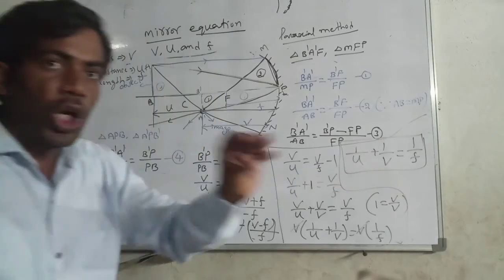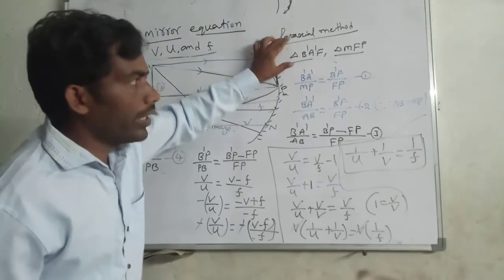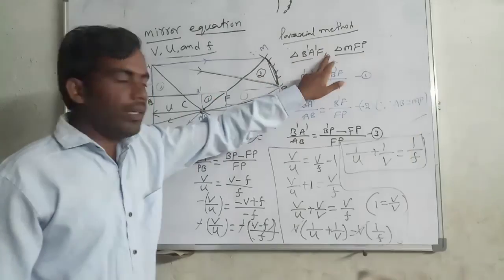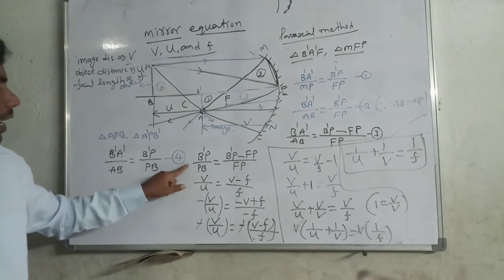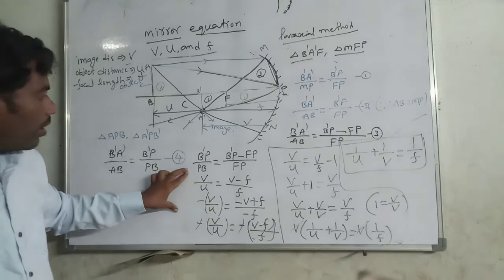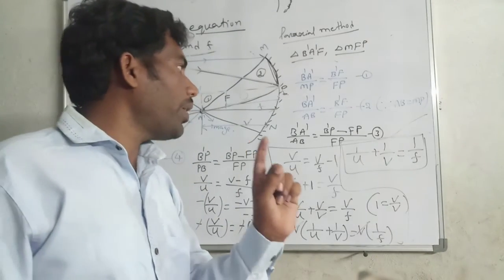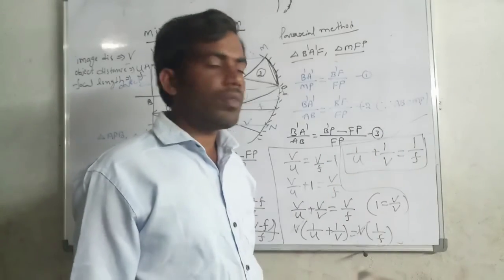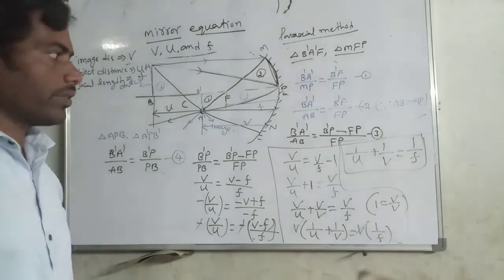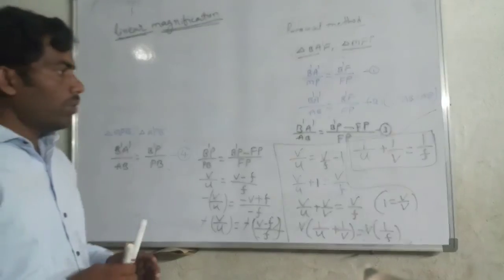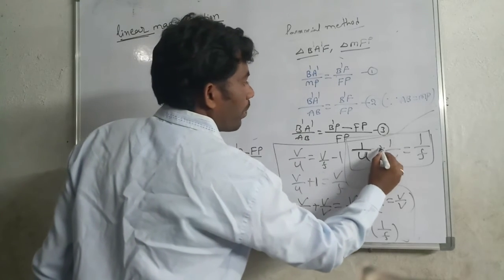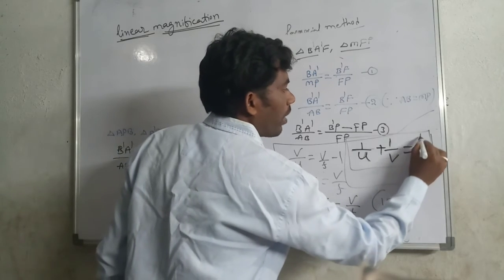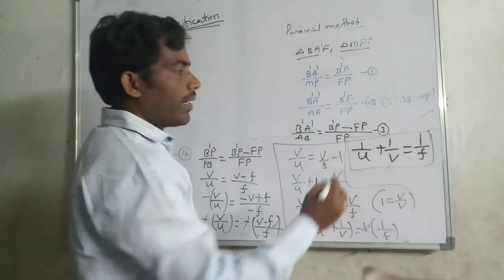This mirror equation is obtained from the two right angles, then equation 3 and equation 4, and solving these, finally we get 1 by U plus 1 by V equal to 1 by F. This is what we call the mirror equation.